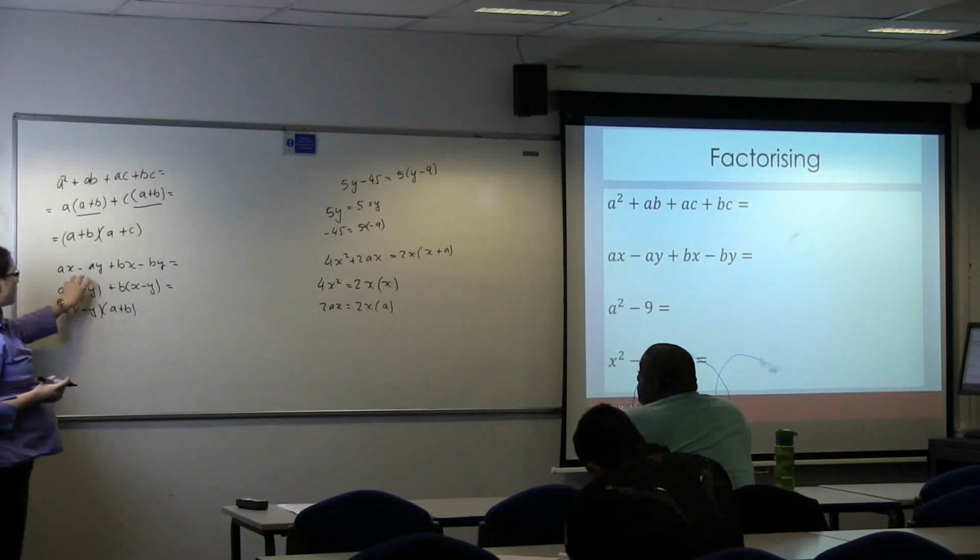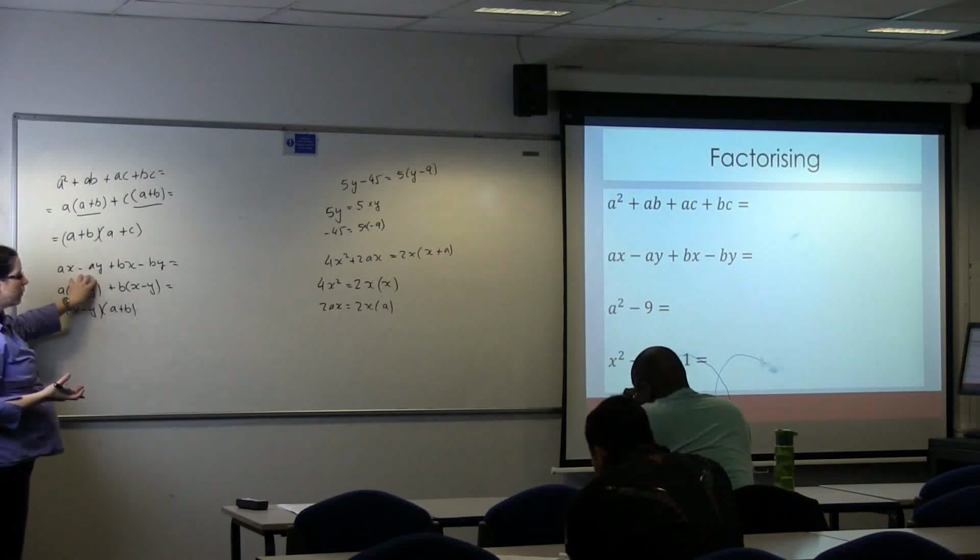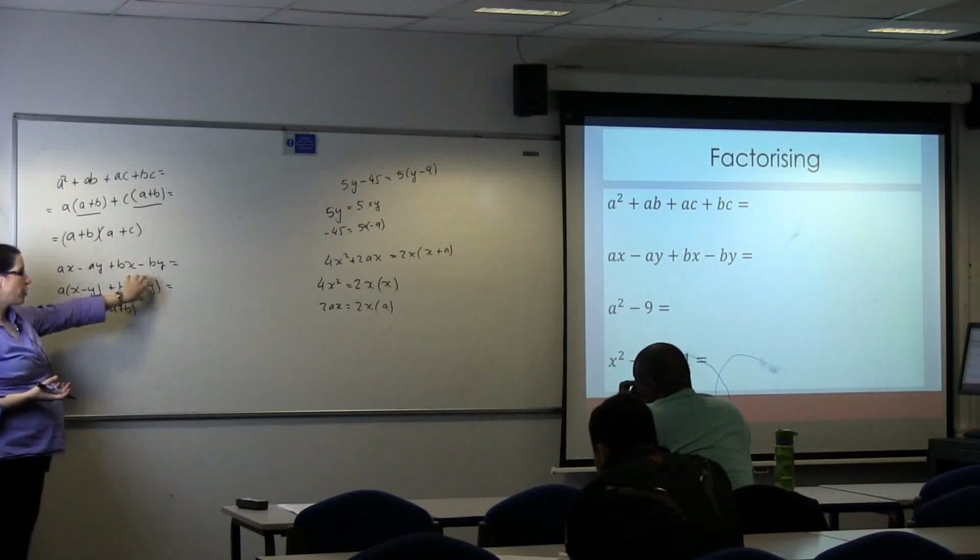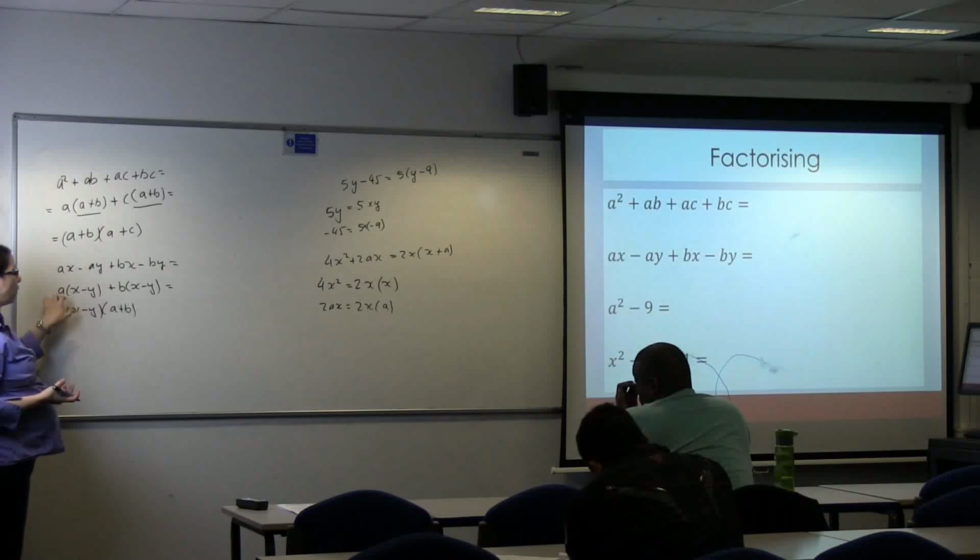So it's almost like this would be your 3 and this would be your 3 as well. So you just bring that 3 to the front and you've got the x and the b there.